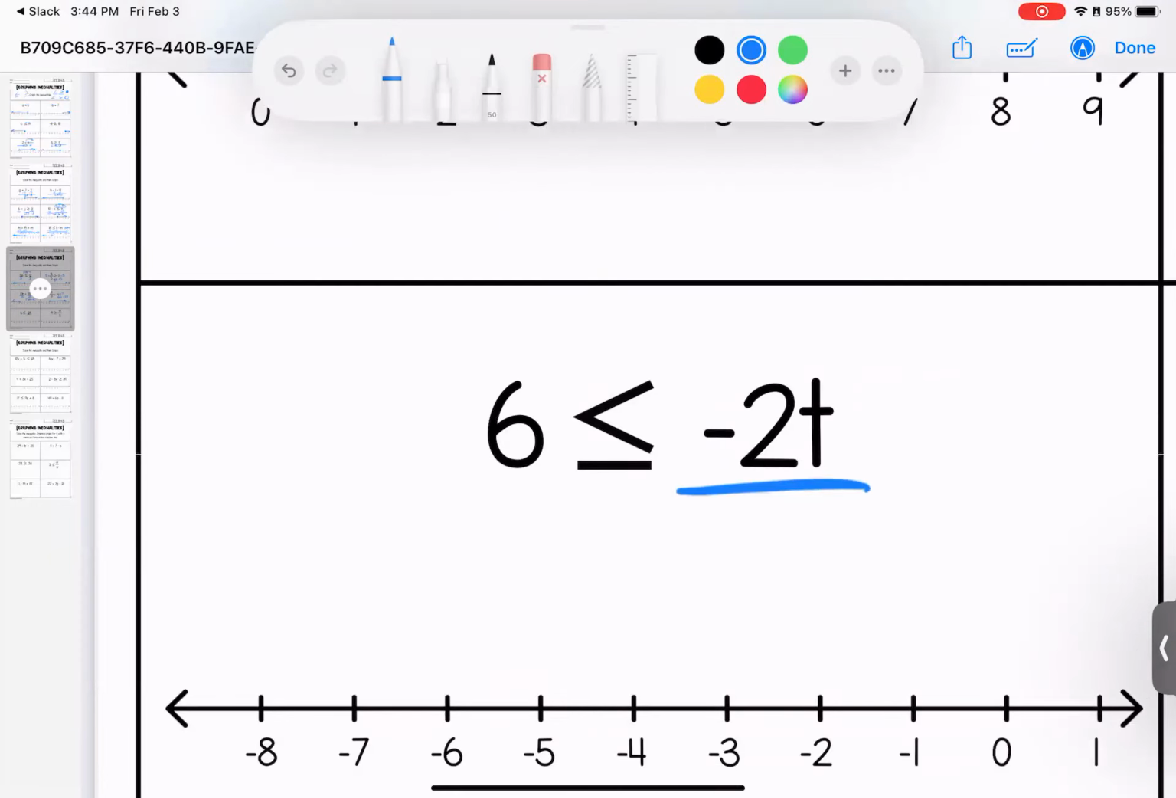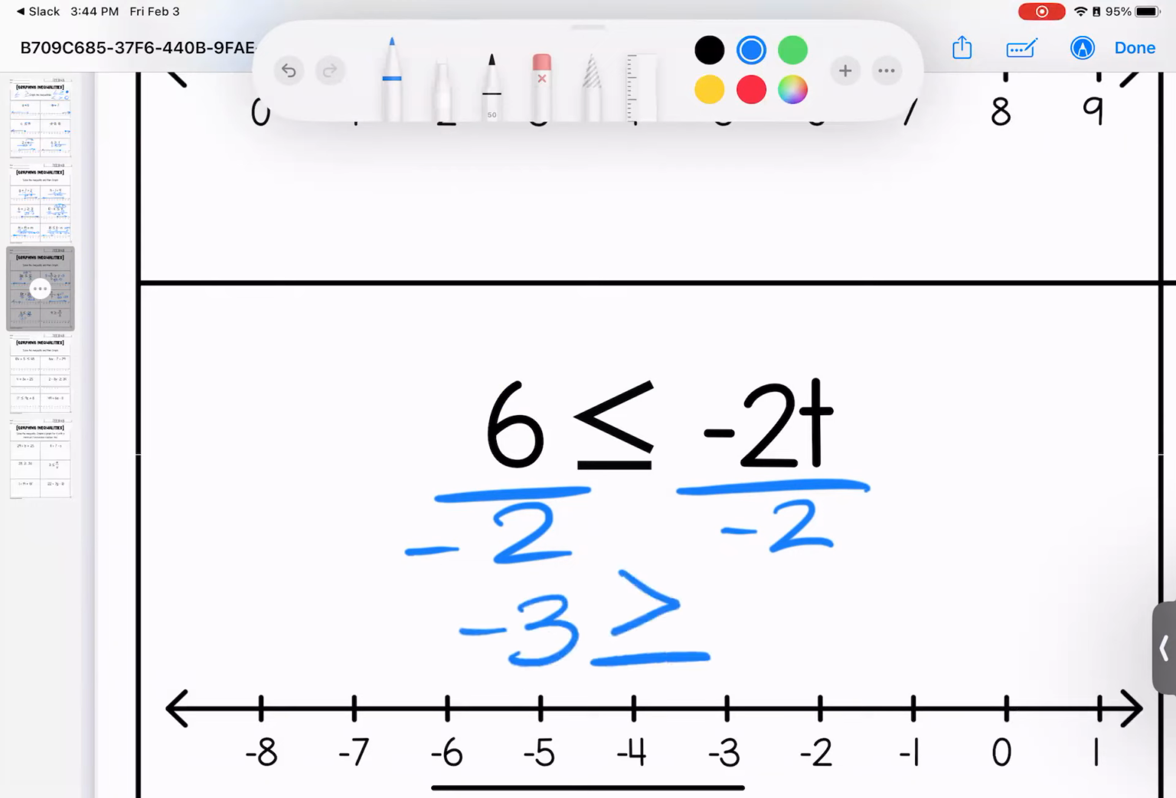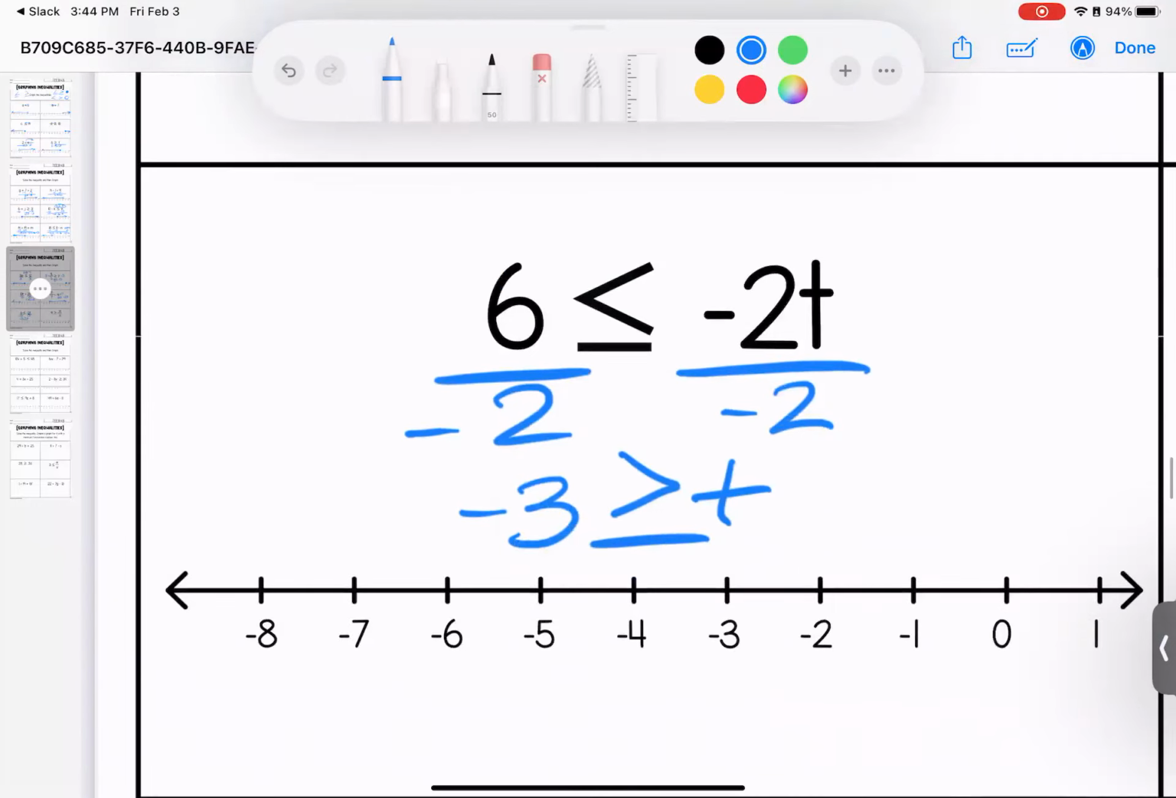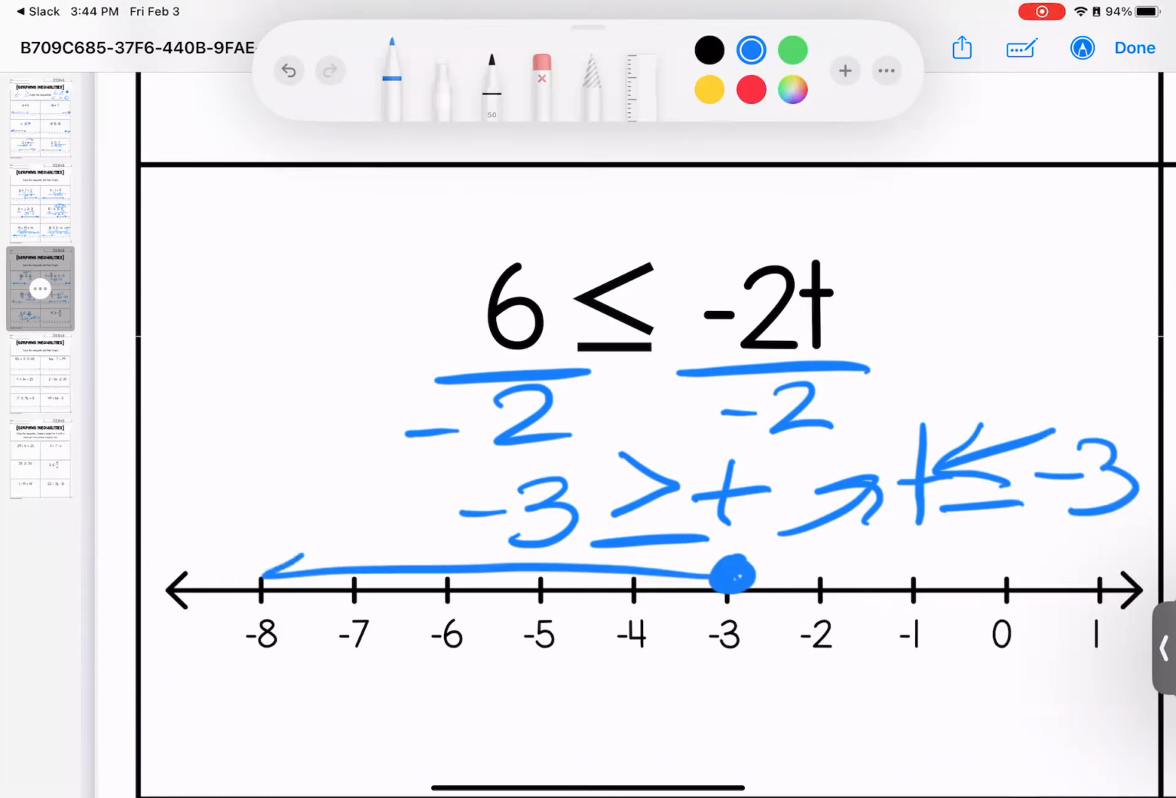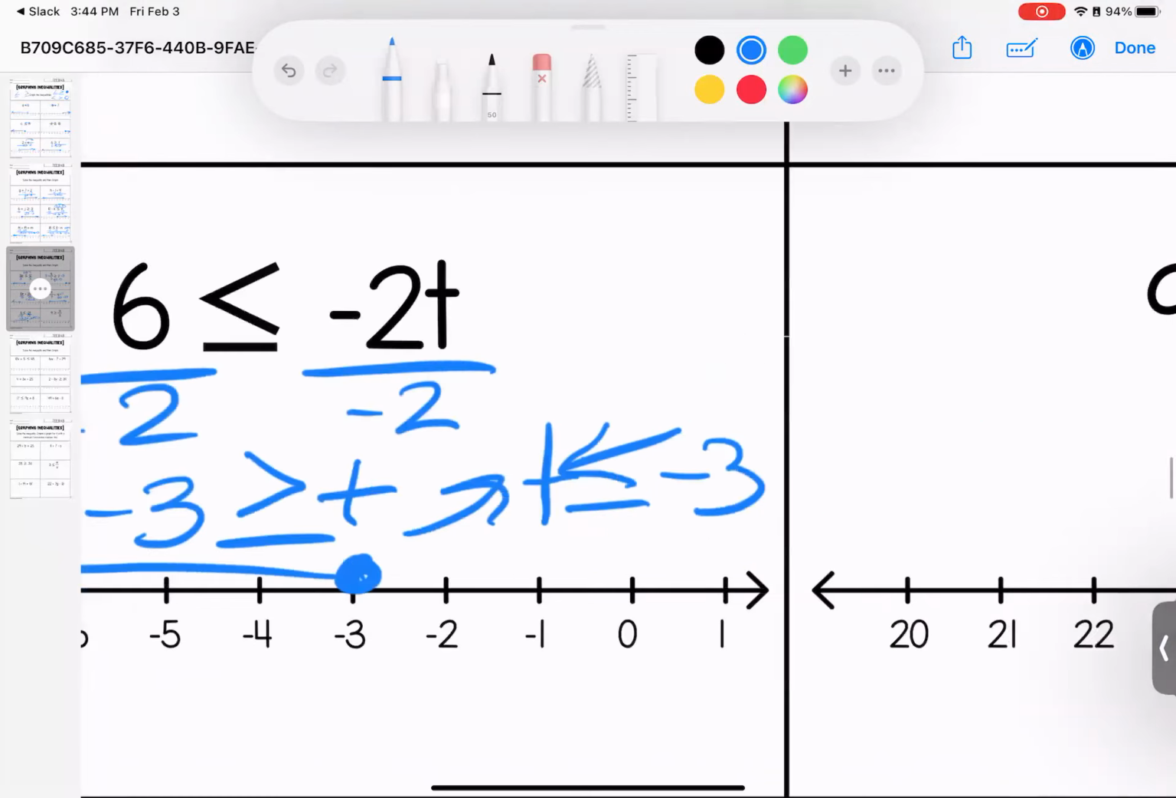Sticky numbers, I divide. When I divide or multiply by a negative number, my sign flips. 6 divided by -2 is -3. My sign flips. T is... I'm going to switch these so that my T is on the correct side. T is less than or equal to -3. Fill it in. And my arrow goes to the left.